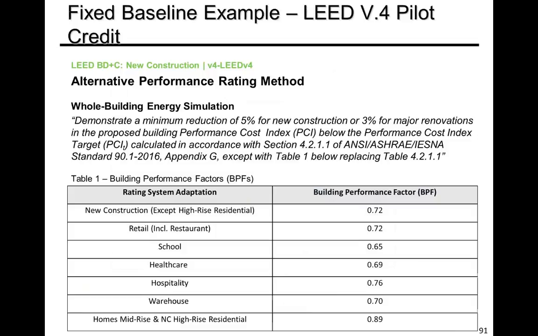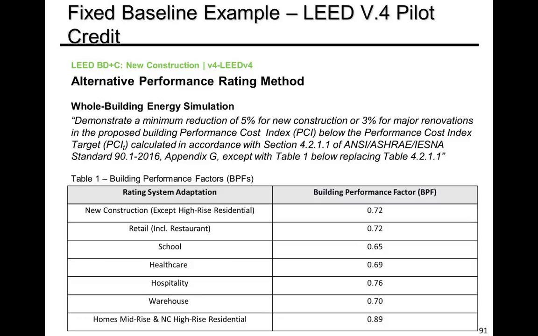So I mentioned already that Appendix G 2016 is a performance path in Standard 90.1 2016. It's also a performance path for compliance with the New York State Energy Code, recently adopted. And also it's been added as a pilot credit to LEED version 4. This is the language from the LEED pilot credit. This is for the energy and atmosphere prerequisite.